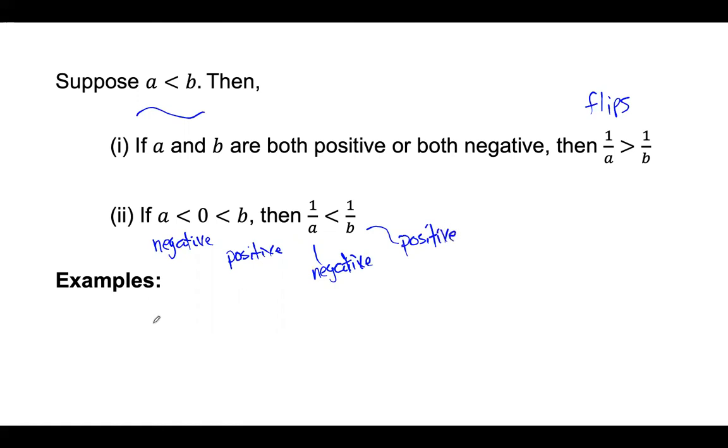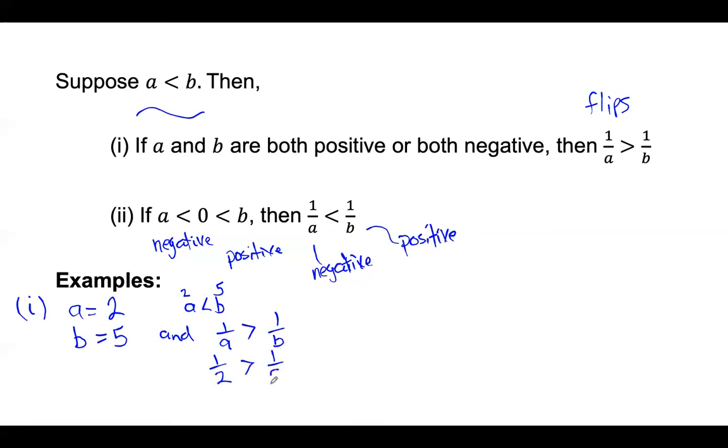Now, some examples of the first one, if both are positive. If A is equal to 2, let's say, and B is equal to 5, then obviously A is less than B because 2 is less than 5. And we're going to see here that 1 over A is greater than 1 over B. So 1 over 2, which is a half, is greater than 1 over 5. So we see how the inequality flips.